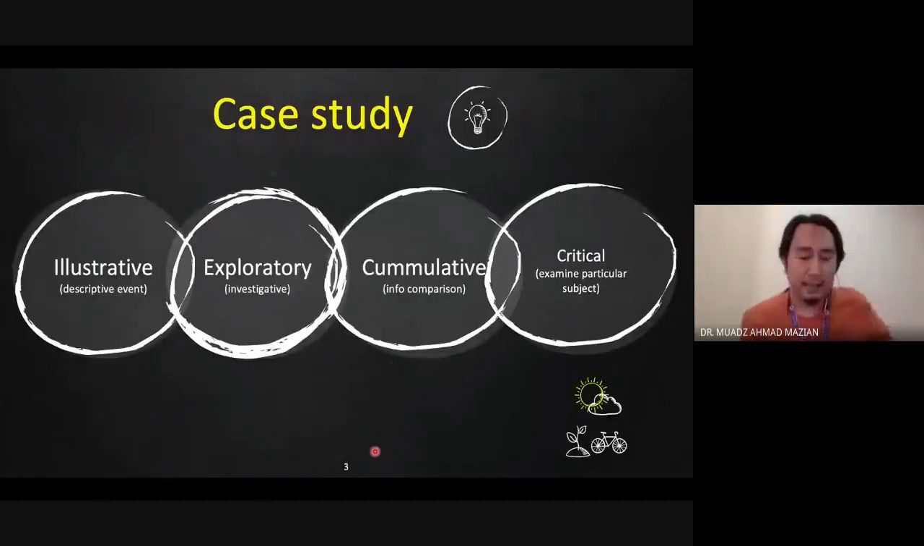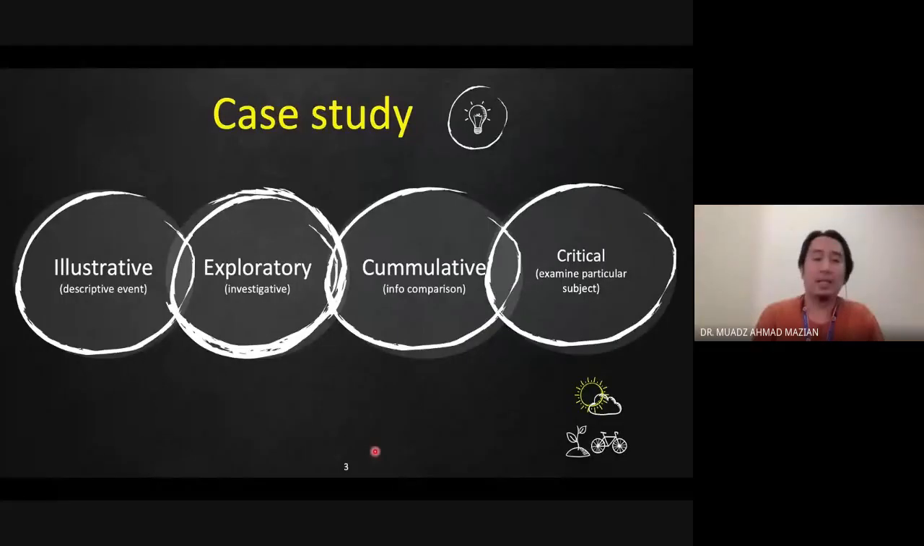Right. So this is a case study. Basically, there are the 4 types of case study. Okay. So the first one is illustrative, known as descriptive event. So illustrative case study ni basically kebanyakan ni dipakai oleh marketing person, alright, marketing person that dealing with client.